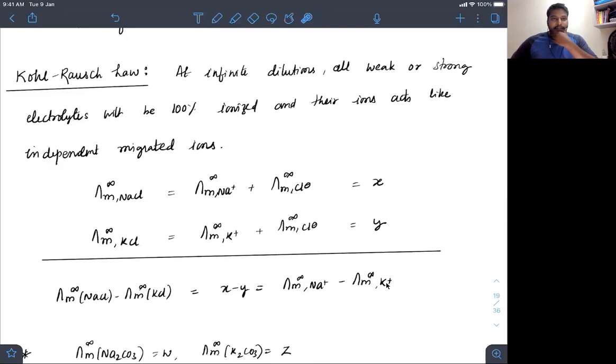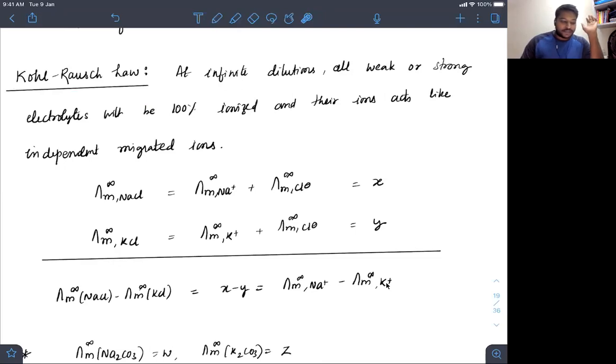Now, students, a very important factor is if we want to figure out how much is the lambda m infinity or lambda m naught for a weak electrolyte, we can use the information of strong electrolytes and calculate the lambda m infinity of weak electrolytes. And this is done by something called Kohlrausch's law. It says that at infinite dilution, whether it is a weak electrolyte or a strong electrolyte, the electrolytes will be 100% ionized and they behave like independent ions.